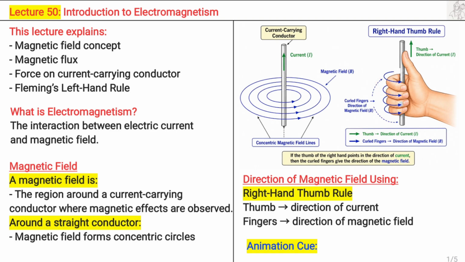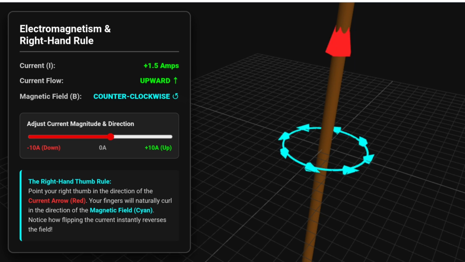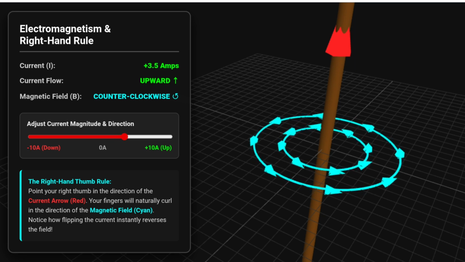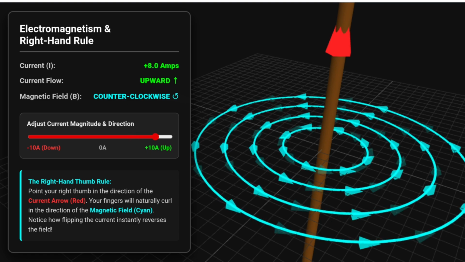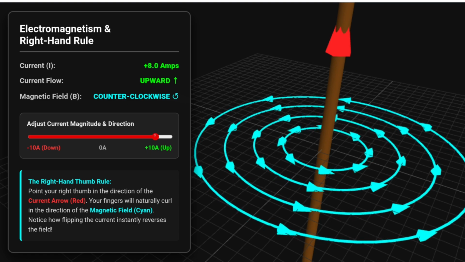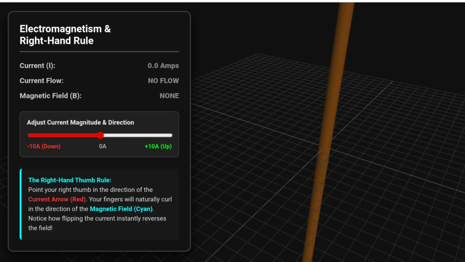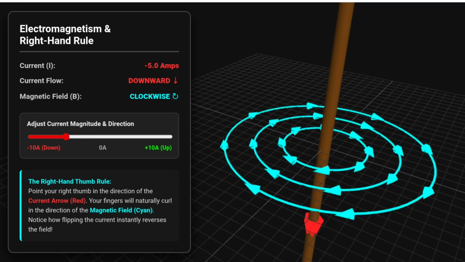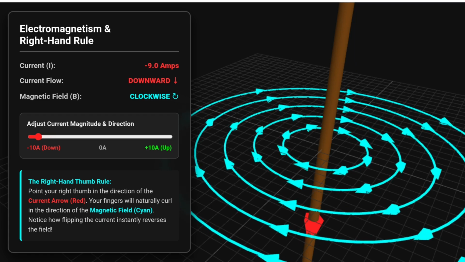So let's see the animation to further understand this. So here we have a conductor, and if we flow the current in upward direction, there will be production of magnetic field. If we increase the magnitude of current, the magnetic field will also strengthen and it will increase in size. So if we keep on increasing the current, the magnetic field region will increase. But as we decrease the current, the field region will also decrease. And if we reverse the direction of current, the field region will again increase but in opposite direction. Now the magnetic field will be moving in reverse or anti-clockwise direction.